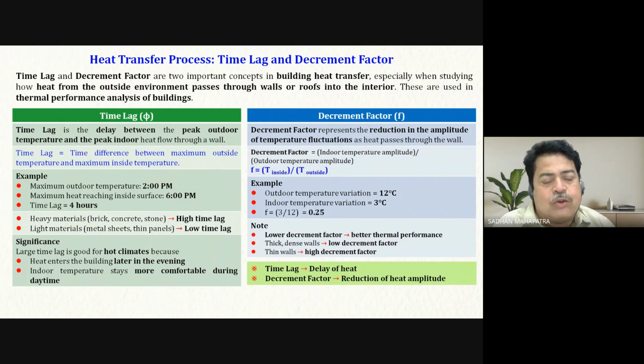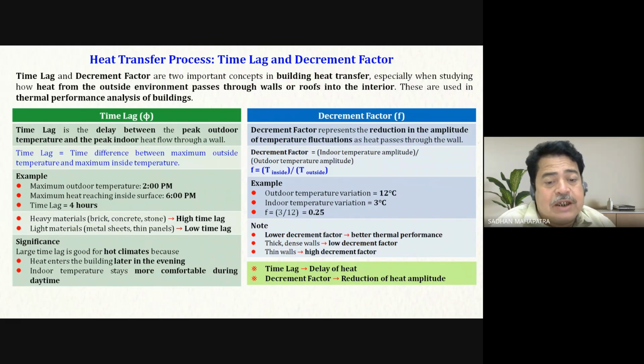Now this will depend on what kind of building materials are used for construction of the wall, and what is the thickness of the wall. So if it is heavy materials like brick, concrete and stone, the time lag will be relatively longer. If it is light materials like metal sheet, thin panels, say in our Assam type building, if it is a bamboo thatch, then you will find a low time lag. That means the maximum outdoor temperature and the maximum indoor temperature, at which time these two occur, and the difference between these two times is the time lag.